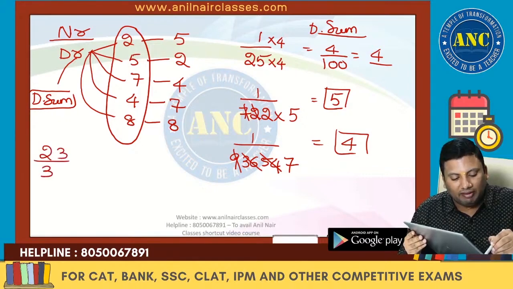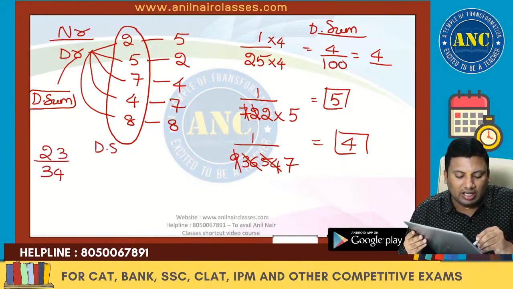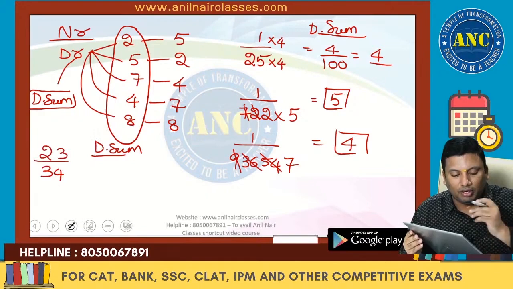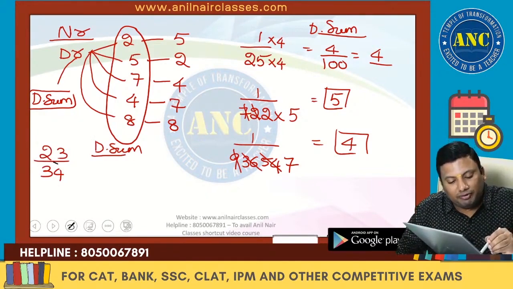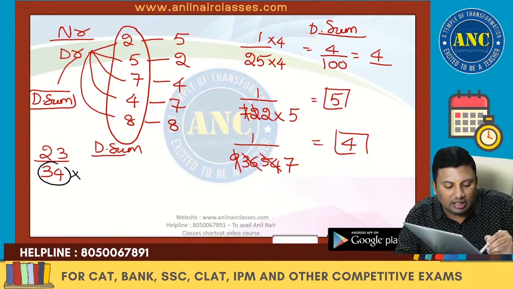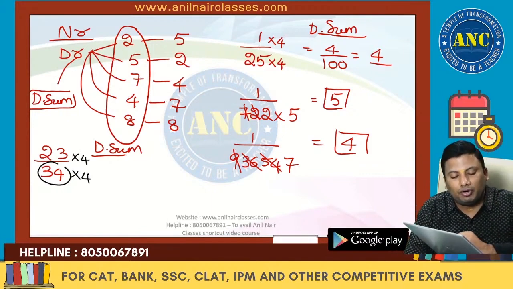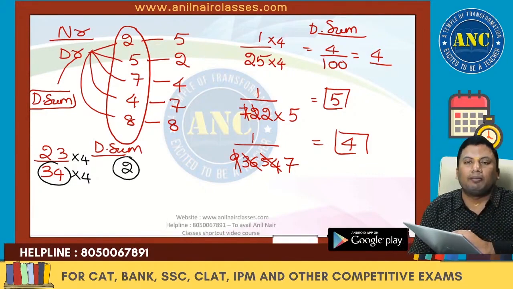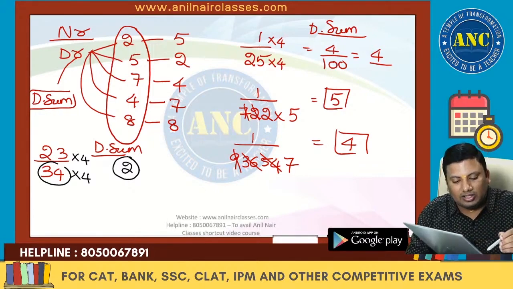23 by 34. What is the digital sum? 34, 3 plus 4 is 7. So it is nothing but 7. Multiply and divide by 4. 2 plus 3, 5. 5 4s are 20. 20 digital sum is nothing but 2.